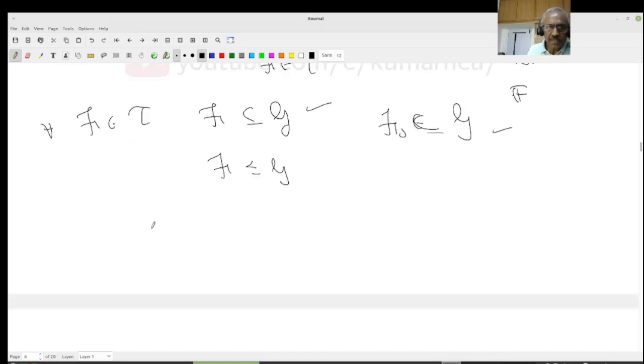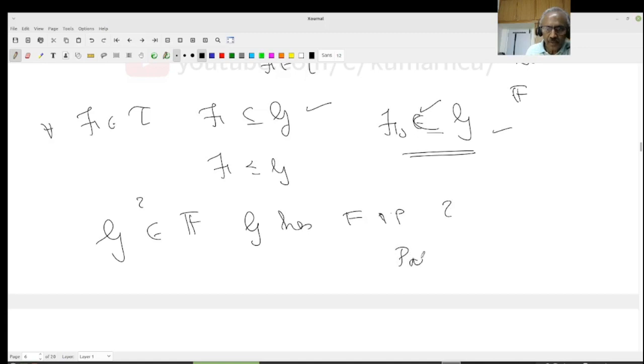The only thing I have to show is that G belongs to my family. So I have proved F naught is contained in G. I have to prove G has FIP. Pause, review, proceed.